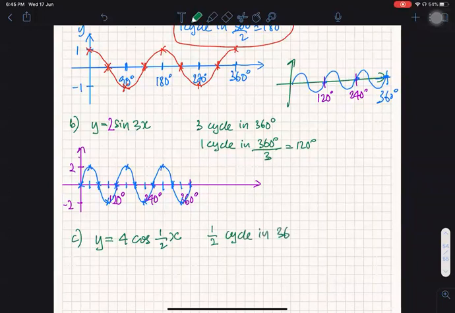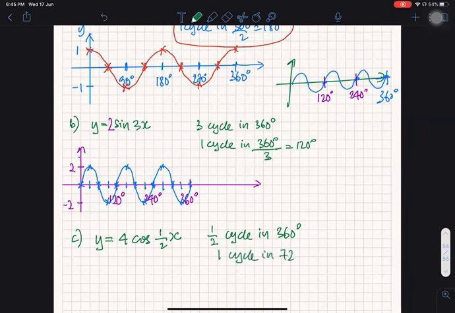So this one is really slow. Normally people make 1 cycle in 360. Now he's going to just do half. Get it? So he's slower. So that means you're going to fit half the cos graph in 360. Think of just drawing half of this, okay? So like this, half of the cos graph in 360. So you always bring back to 1 cycle.